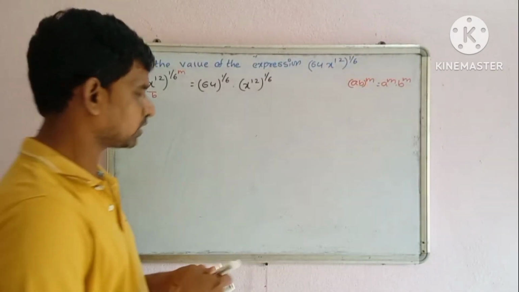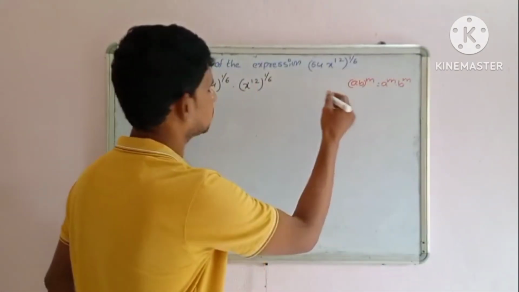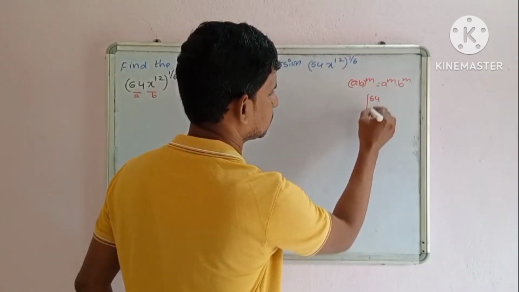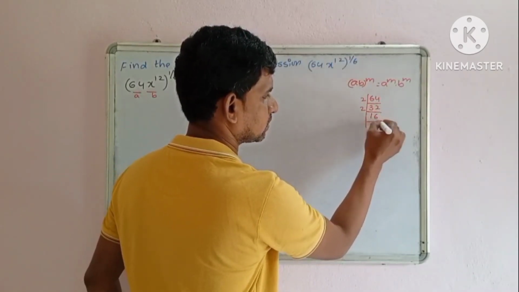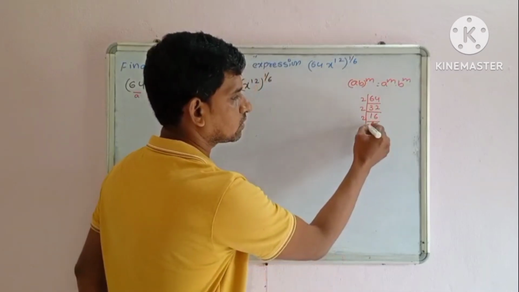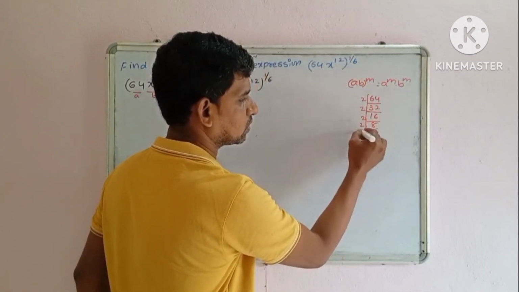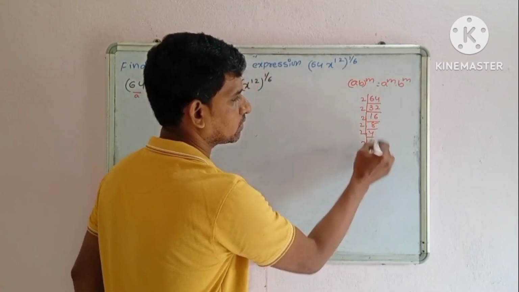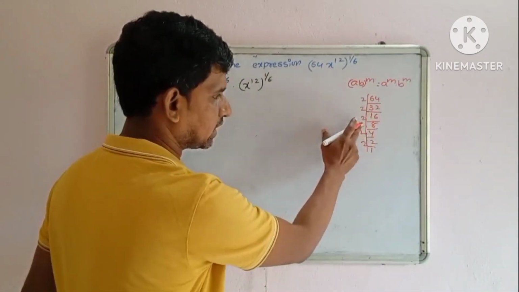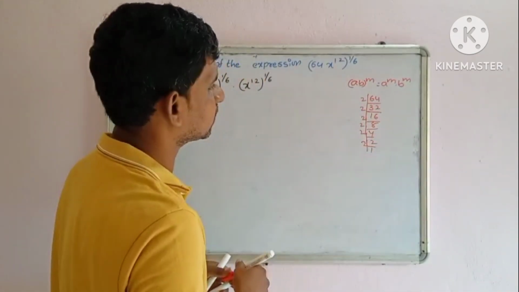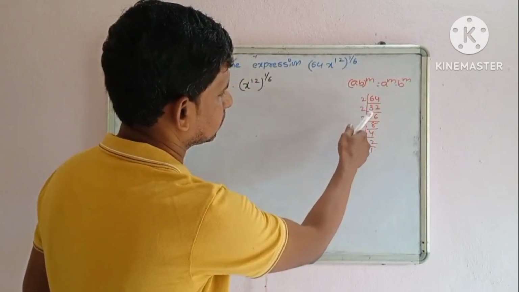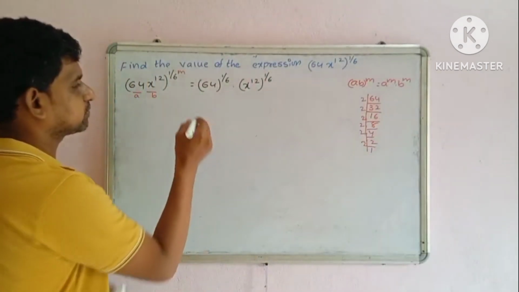See, how to write 64 in powers of 2? 64: 2 32 times, 2 16 times, 2 8 times, 2 4 times, 2 2 times, 2 1 time. So 2 2s are 4, 4 2s are 8, 8 2s are 16, 16 2s are 32, 32 2s are 64. So 64 can be written as 2 power 6.